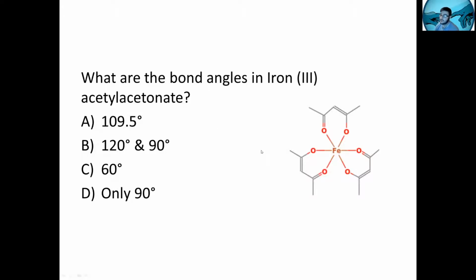So this is something that they might show you. It's just an iron, which they tell you is iron 3, right? And 6 oxygen things, right? And they're just going to ask you to find what the angle between them is. Okay, so I'll give you guys a couple of seconds.